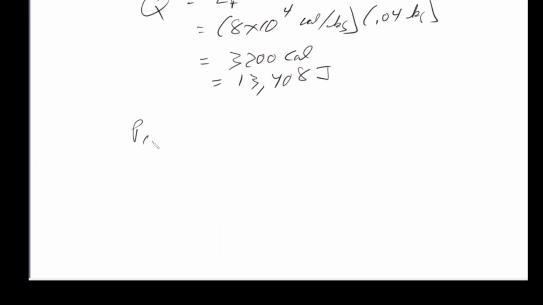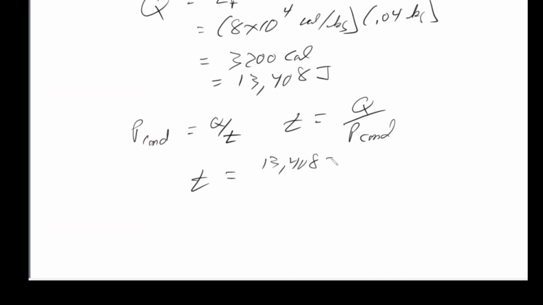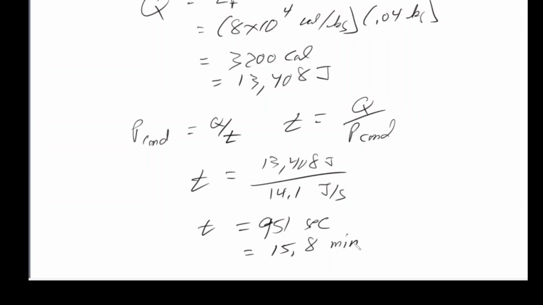So we know that the conduction, which is heat per unit time, is Q over t, and we're looking for time. Therefore, time will be equal to Q over P conduction. So time is equal to Q, which is 13,408 joules, over the conduction, which we found to be 14.1 joules per second. So the time it takes to melt the ice is 951 seconds, or 15.8 minutes.